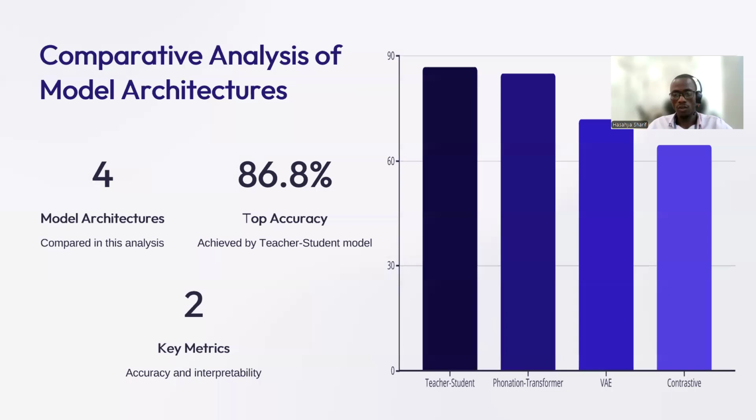And the graph just shows you how the model performance was, with our teacher model and foundation transformer model being the best. Then the VAE, that is the Wav2Vec decoder, and the contrastive model being the worst performing models. The teacher student model achieved the top accuracy of 96.8%. And the metrics that we are looking into are accuracy and interpretability, how these models came about to make these decisions.